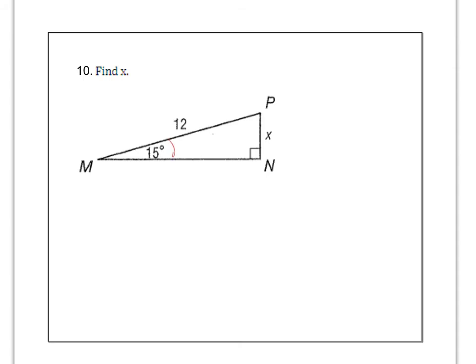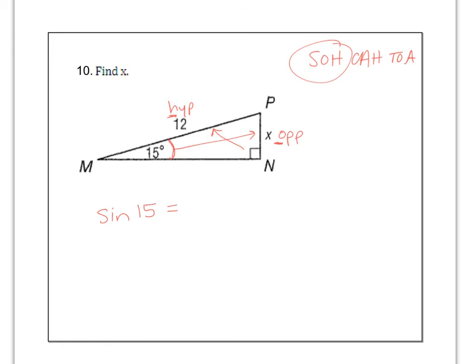So here's your angle. 12 is the hypotenuse because it's across from the 90. X is opposite because it's opposite of our angle. Think about SOH CAH TOA. And you want the one with the O and the H. That's SO. S stands for sine. So you go sine of 15. It always follows with the angle next. Equals x over 12. Opposite over hypotenuse. Multiply by 12.